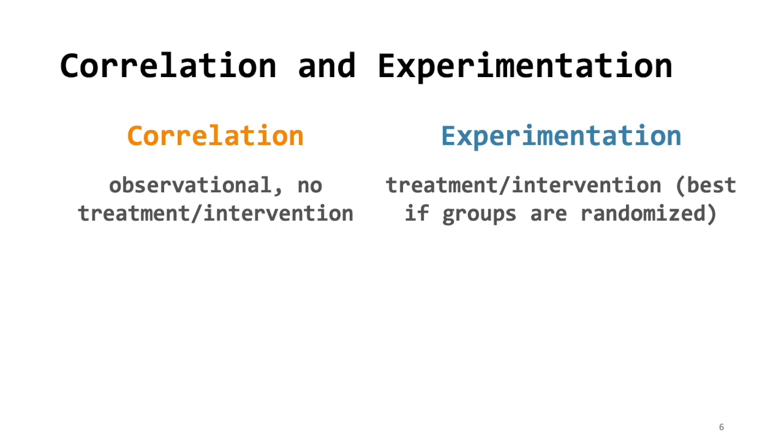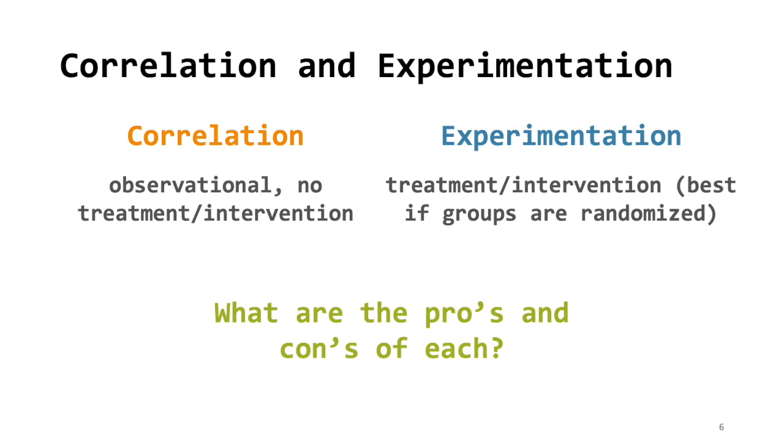The best way to actually do experimentation is if groups are randomized or conditions are randomized in some way. So you have correlation on one hand and experimentation on the other. Some things to consider are what are the pros and cons of each?